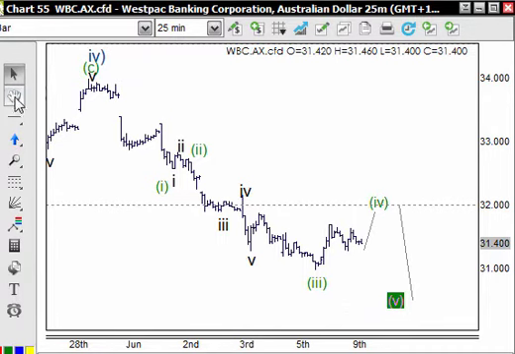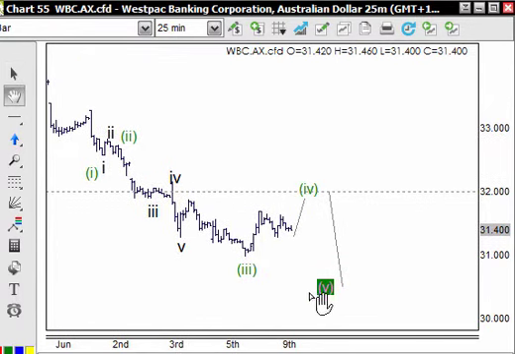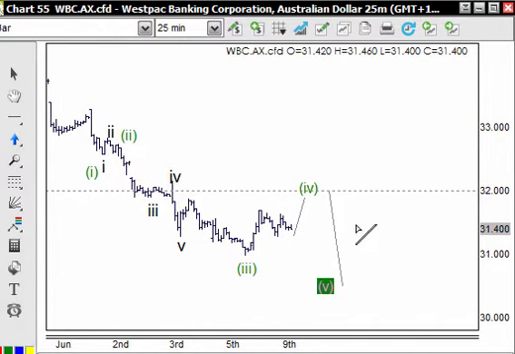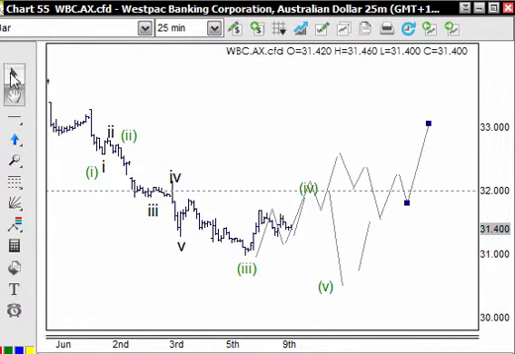I don't like to call those in unless I can really see a little bit of evidence. I would like to see this little structure here, for instance, as 1 and 2 and 3 and 4 and 5 here, and then the corrective pattern, which would be across this level, something like that, and then we can move up from that point. But I don't know if that's the case.